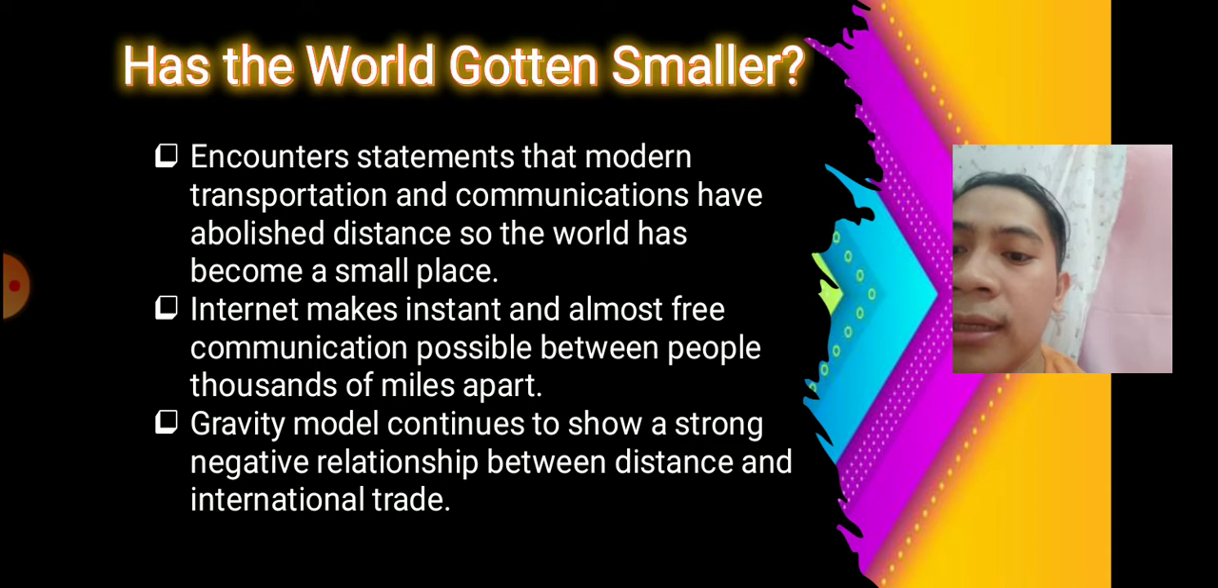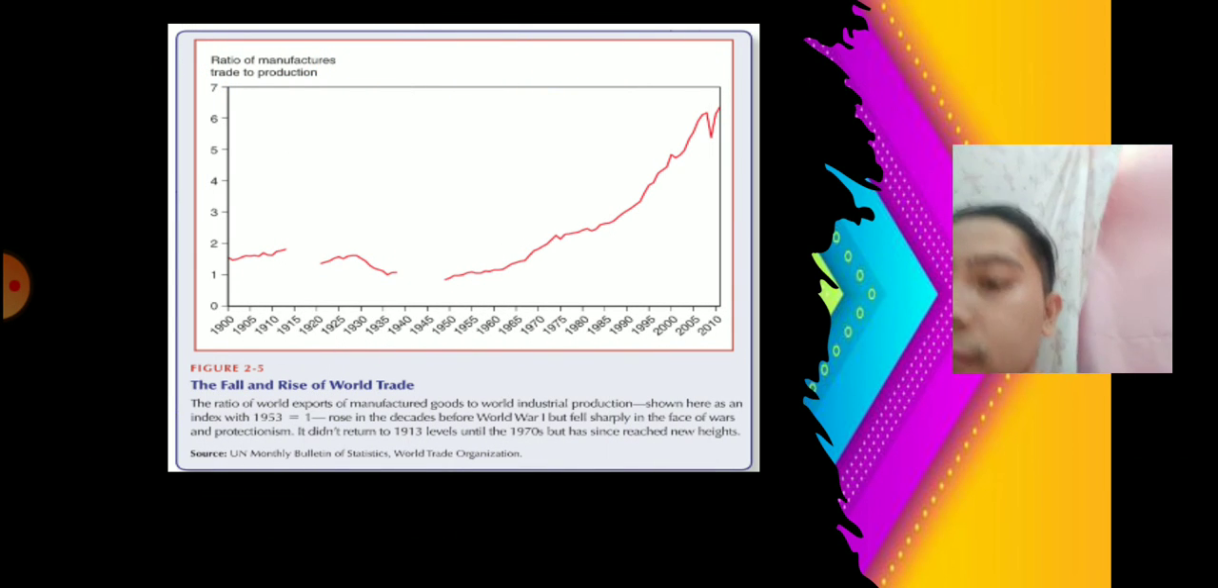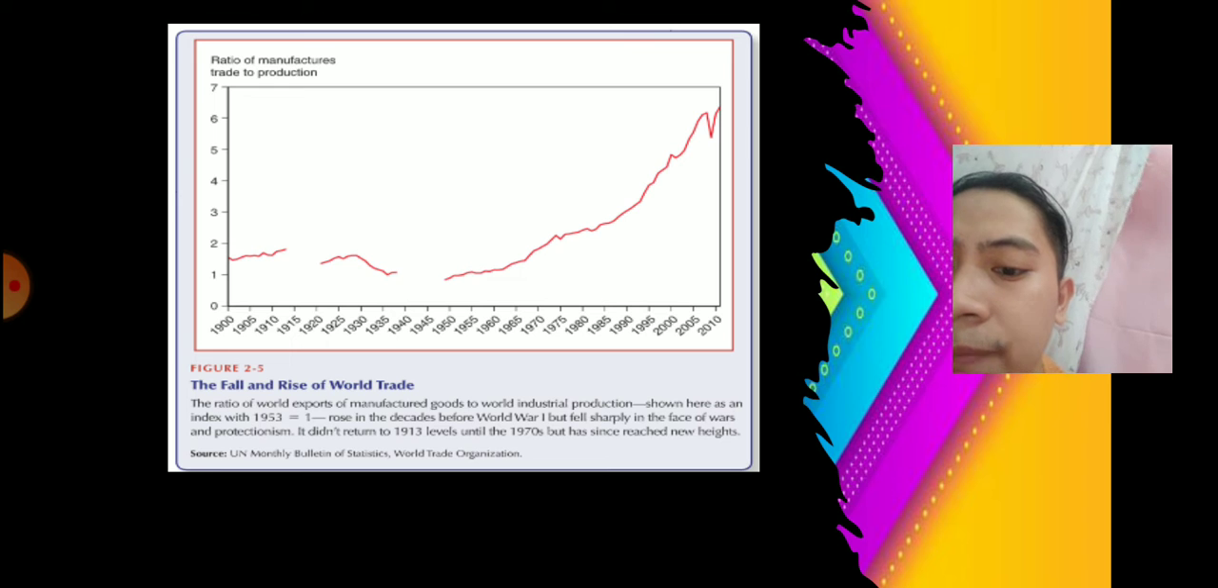In 1919, the great economist John Maynard Keynes described the result of the surge of globalization. In this graph, the ratio of world exports of manufactured goods to world industrial production, shown as an index with 1953 as the base, rose in the decades before World War I but fell sharply in the face of wars and protectionism. It didn't return to its 1913 level until the 1970s but has since reached a new high.